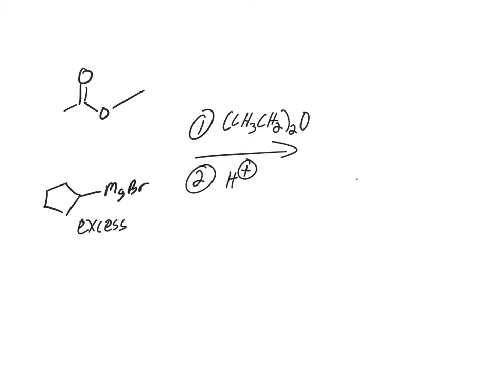Grignards. So here's a problem we looked at. This is an ester. This is a Grignard. This, for some reason, is a solvent. I would never choose to put it above the arrow like this, and I would also probably call it a solvent.